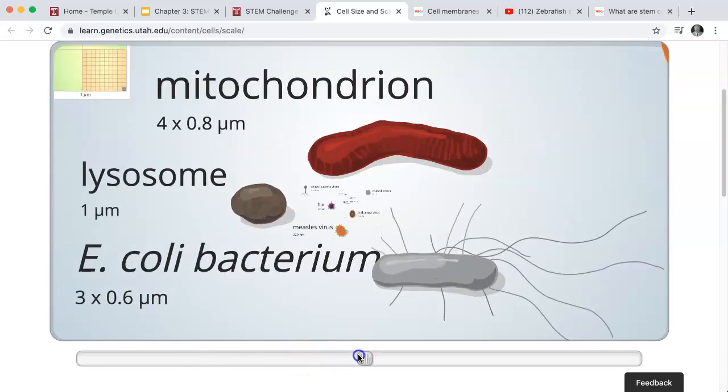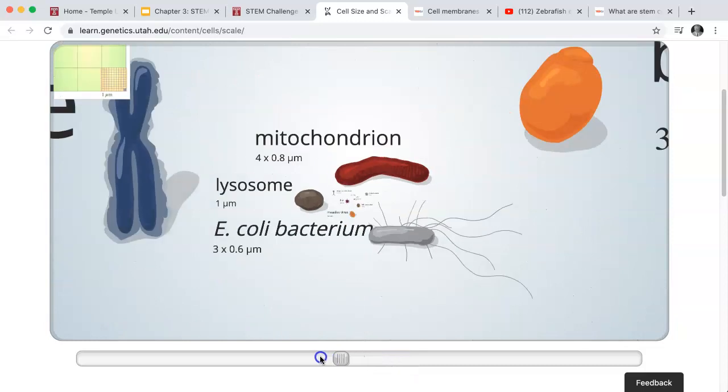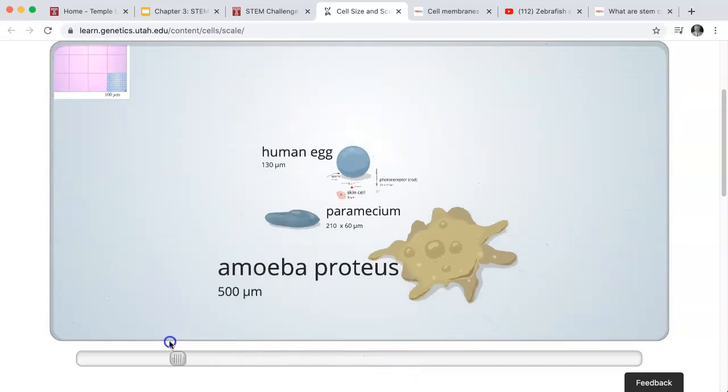But once we get down to viral size, and we talk about viruses later on in the chapter, we need another scale called taking 1 micron, dividing that by 1,000, and those are called nanometers. So you could scroll down even more. This is linked in your presentation. You'll be able to use this.